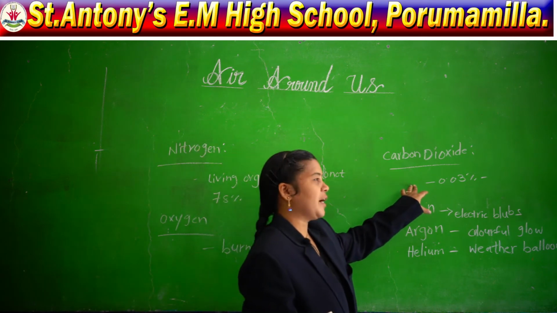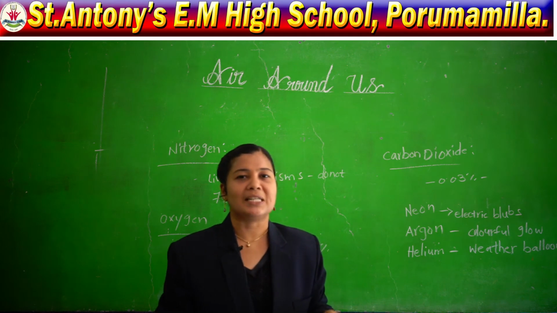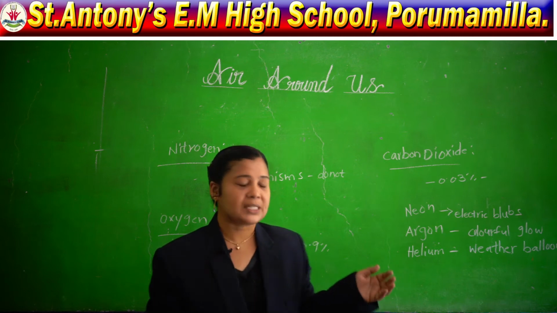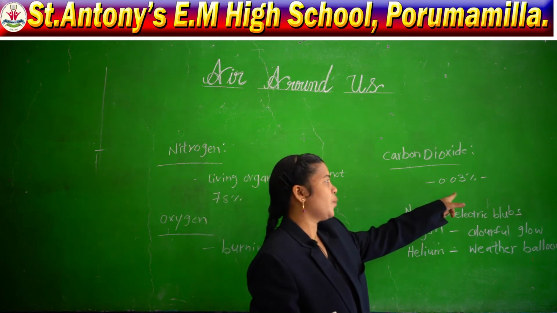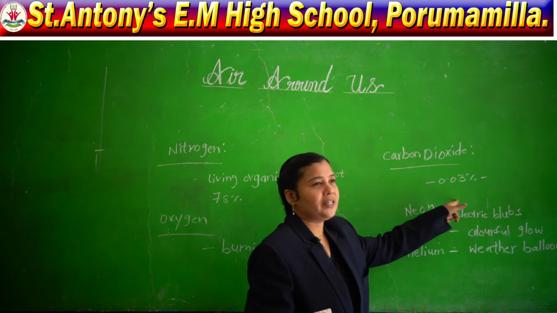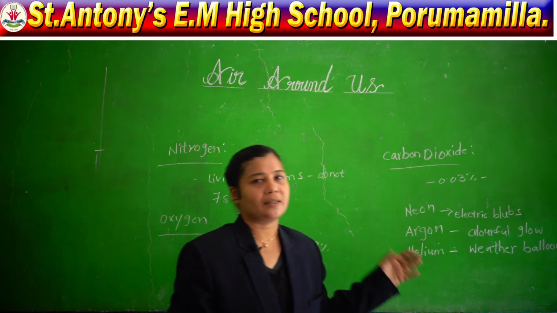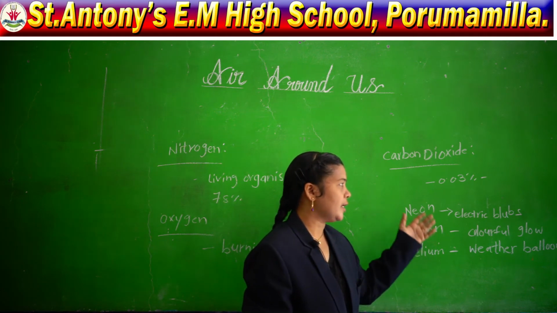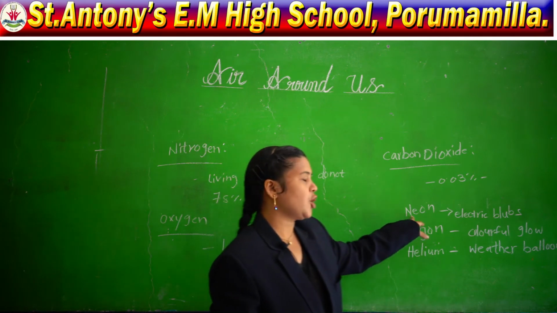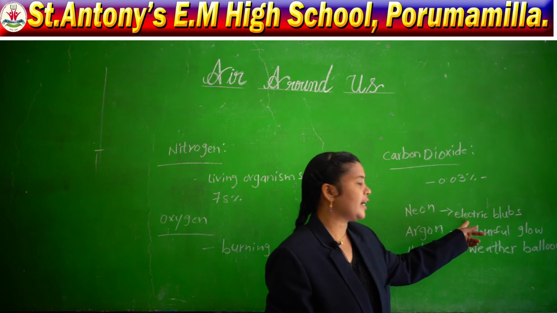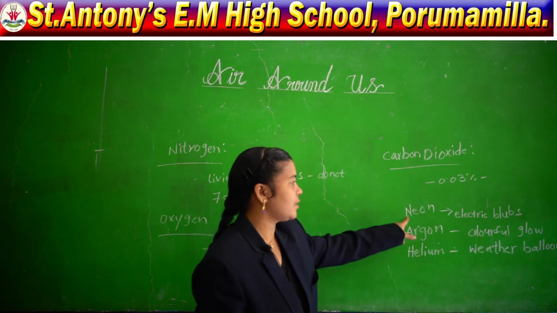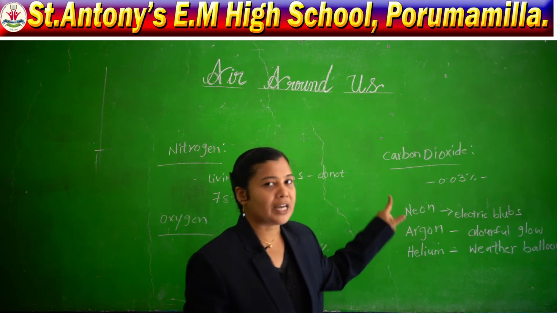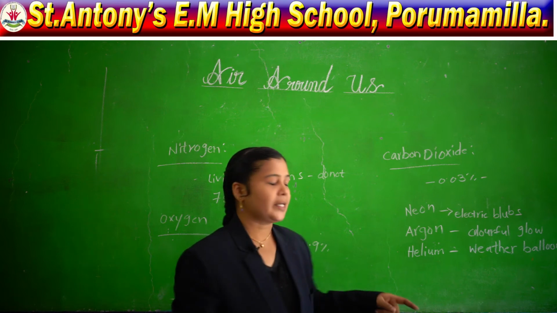And moving on to carbon dioxide. Green plants use carbon dioxide while preparing their own food, the process of photosynthesis. It occupies 0.03% in air. And not only that, the rest of the gases are also in the air: neon, argon, helium, hydrogen. Neon gas is filled in electric bulbs. Which gas do they fill in electric bulbs? Neon.